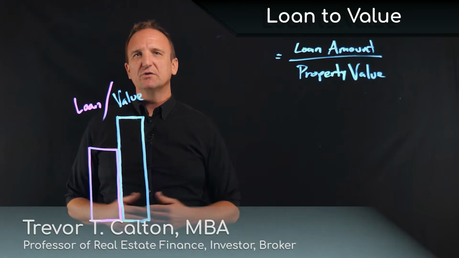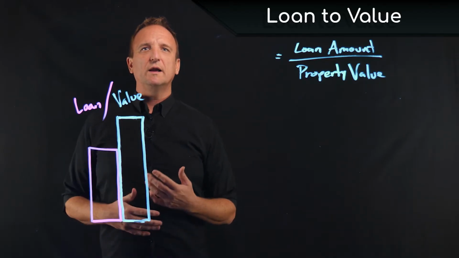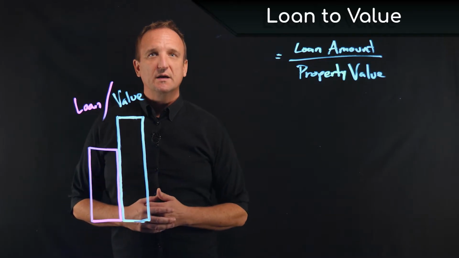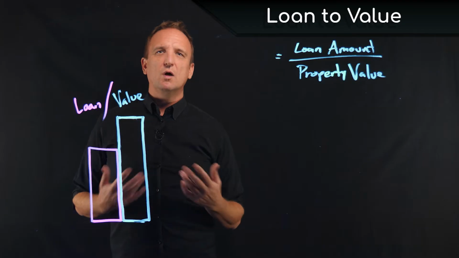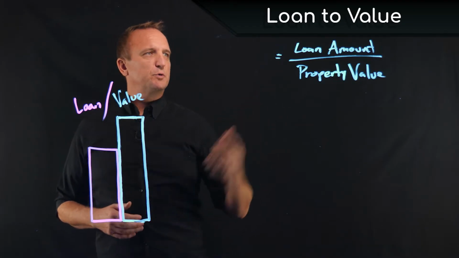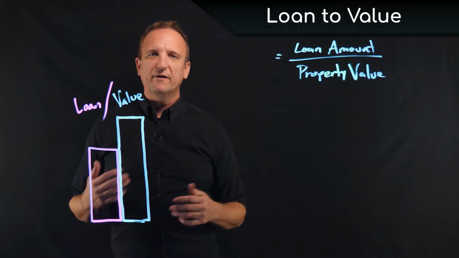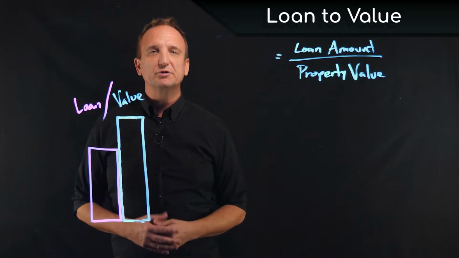LTV is a metric used by most lenders and the market to indicate on a percentage basis how much leverage or debt a property has on it relative to its total value. So here's the formula. It's pretty simple. Loan amount divided by the property value, or in the case of an acquisition, it would just be the loan amount divided by the purchase price.